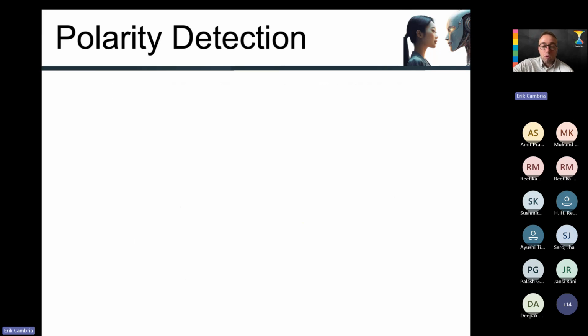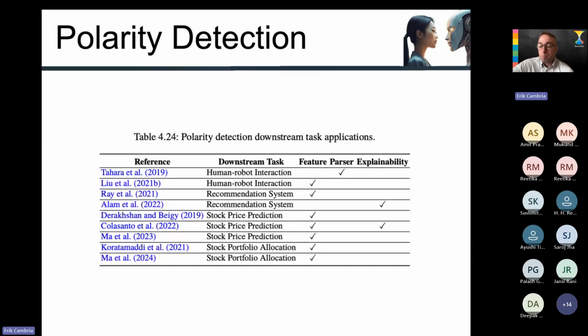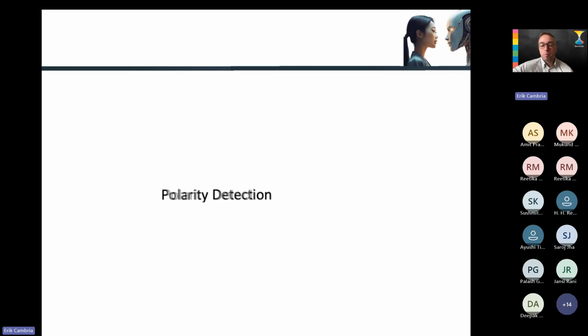And here you can also find very useful datasets and benchmarks for polarity detection from text, but also from other modalities. And then polarity detection can be a downstream task that is serving another task itself, like I mentioned earlier. If you're doing financial forecasting or depression detection, human-robot interaction, recommender systems, polarity can be one part of your overall framework.